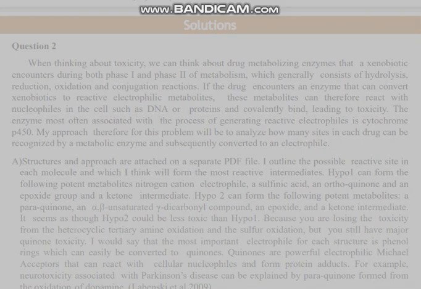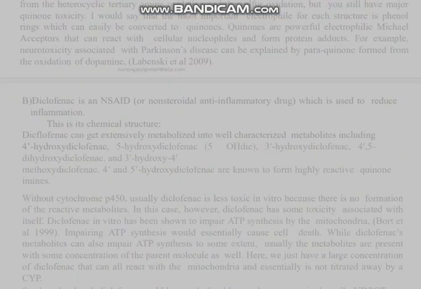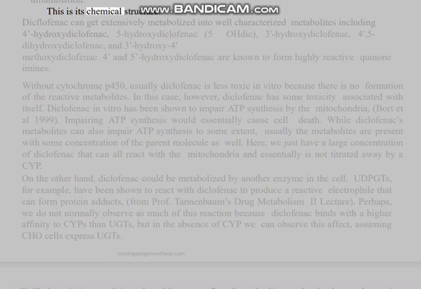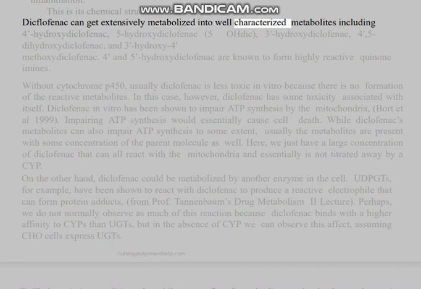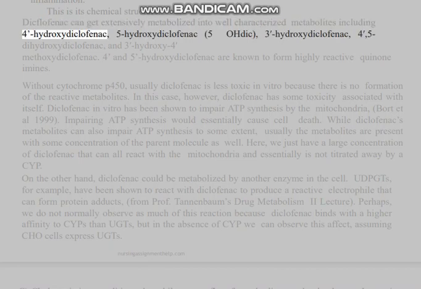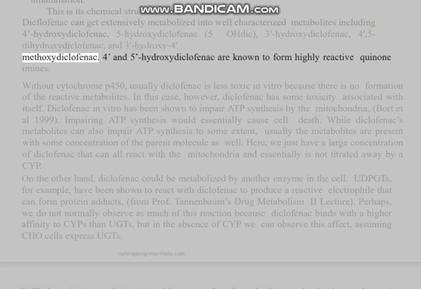1. B. Diclofenac is an NSAID or nonsteroidal anti-inflammatory drug which is used to reduce inflammation. This is its chemical structure. Diclofenac can get extensively metabolized into well-characterized metabolites including 4-hydroxydiclofenac, 5-hydroxydiclofenac, 5-OH-DIC, 3-hydroxydiclofenac, 4,5-dihydroxydiclofenac, and 3-hydroxy-4-methoxydiclofenac. 4 and 5-hydroxydiclofenac are known to form highly reactive quinone imines.